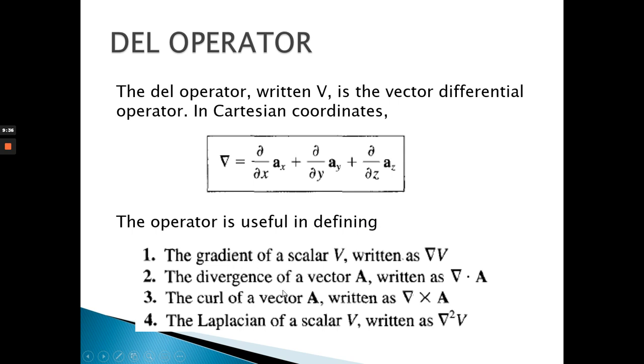Similarly, to find divergence, you need to do a dot operation with the del vector and your given vector. And we already learned about the cross operation, right? So any cross operation we do with the del operator on a vector becomes the curl.